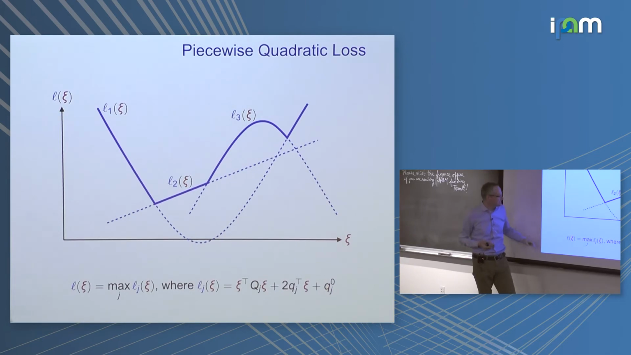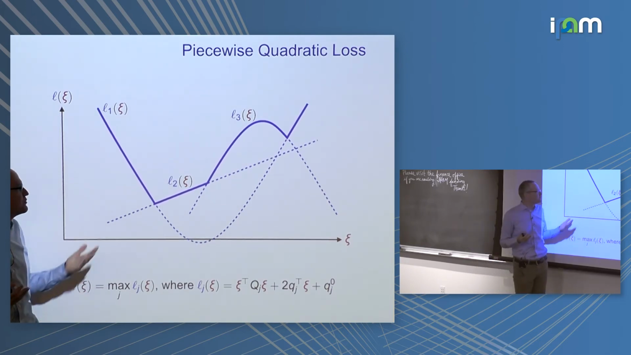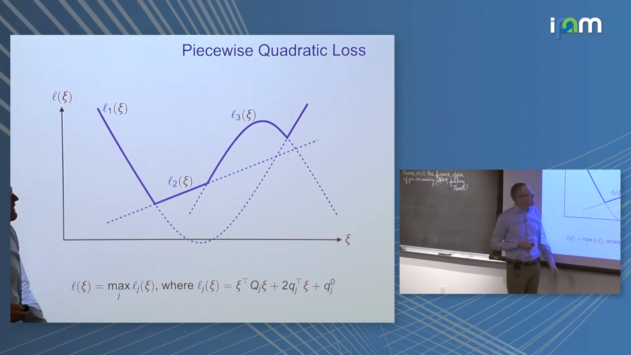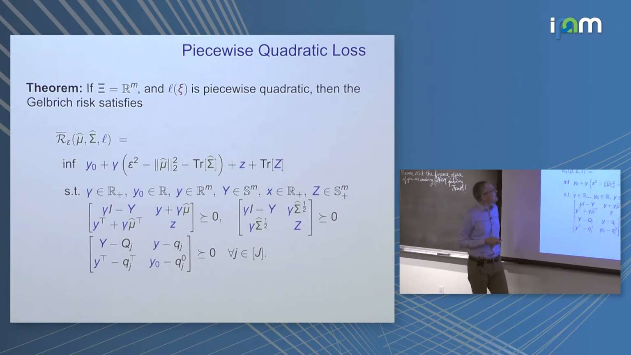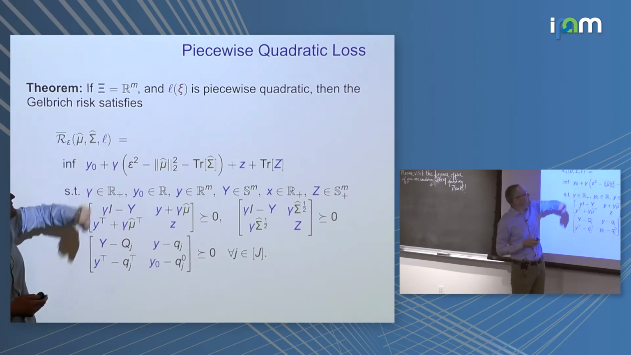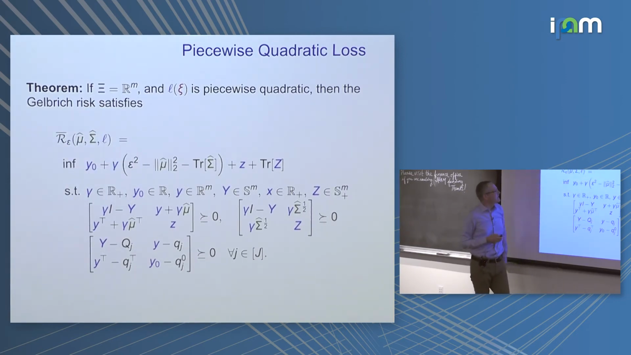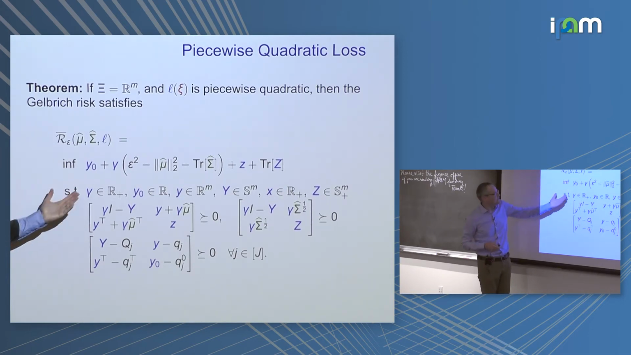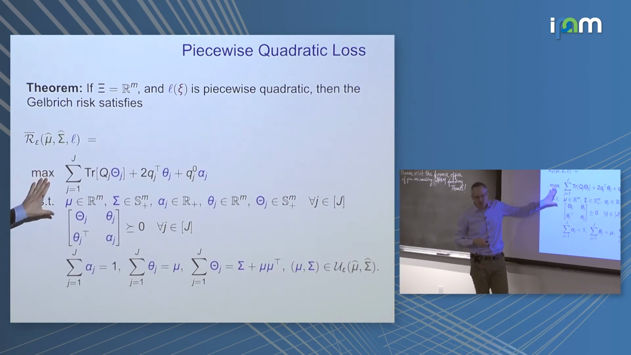So it could be written as a pointwise maximum of finitely many quadratic functions that could be convex, concave, or indefinite. It doesn't matter. So in this case, if you have no support constraints, and the loss function is piecewise quadratic, then the Gelbrich risk can be reformulated exactly as the optimal value of this tractable semi-definite minimization problem, or its strong dual maximization problem shown here.